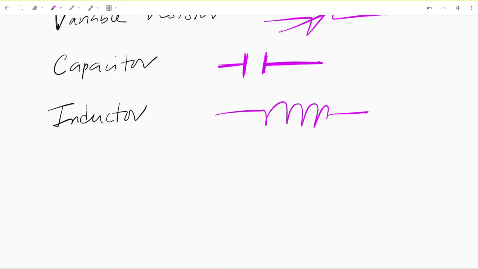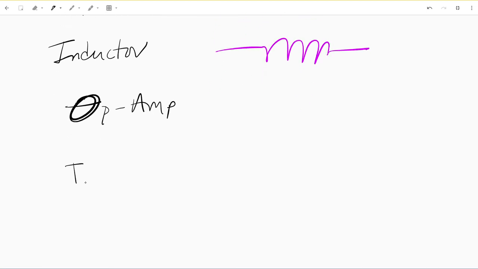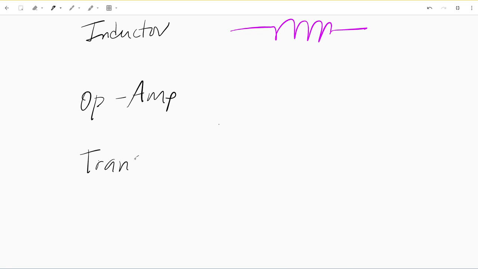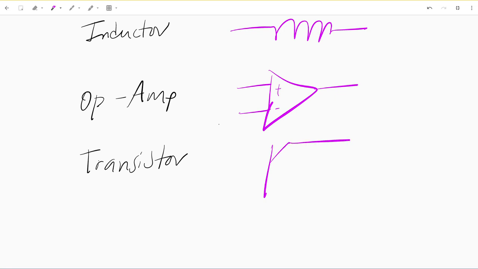And if we wanted to depict a transistor, which will be discussed later, or an operational amplifier, an op amp, we'll also draw the symbols. The symbol for an op amp, first off, looks like this. And for a transistor, looks like that.